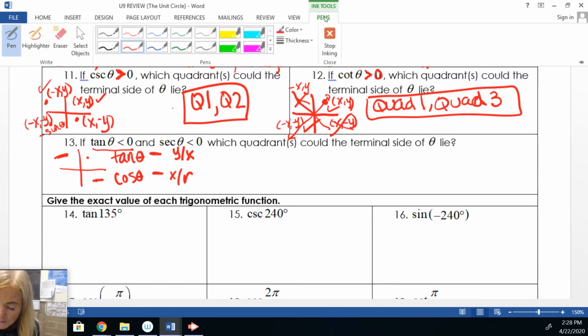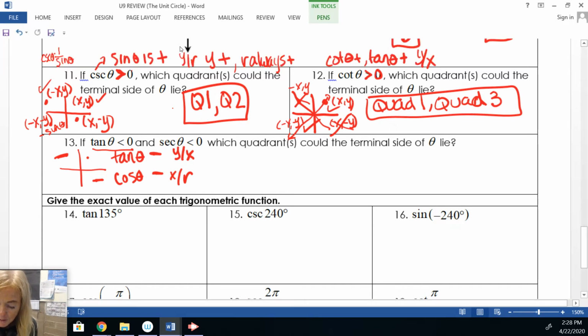Now I'm going to do a different color because I want to know where cosine is negative. So cosine is x over r. So here, x is positive, so cosine won't be negative. Here, cosine is negative because it's negative x. R is always positive. Here, cosine is also negative. X is negative. Here, cosine is not negative, it's positive.